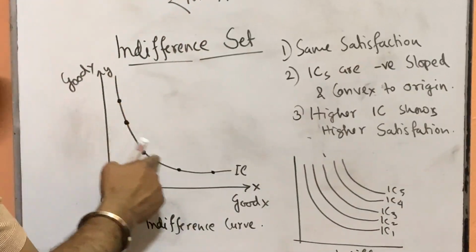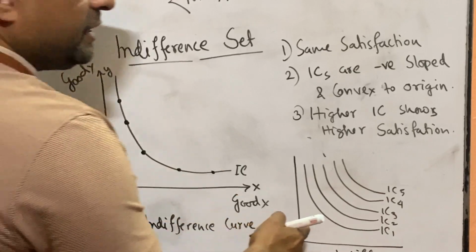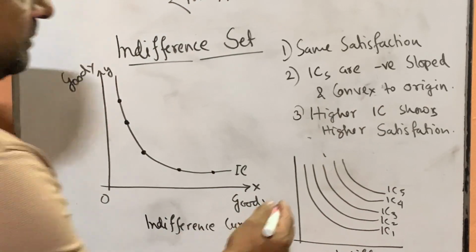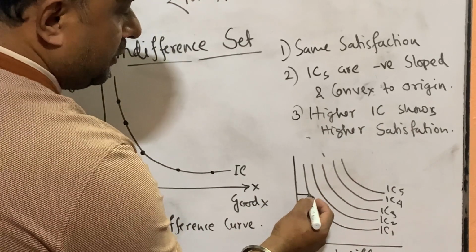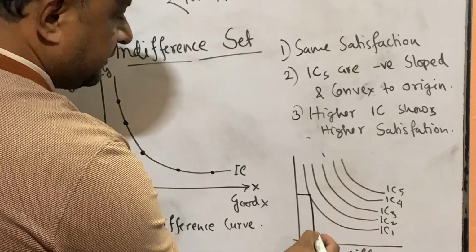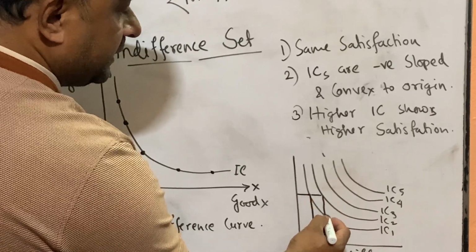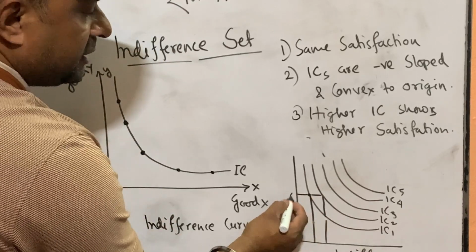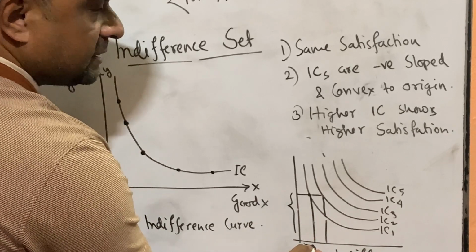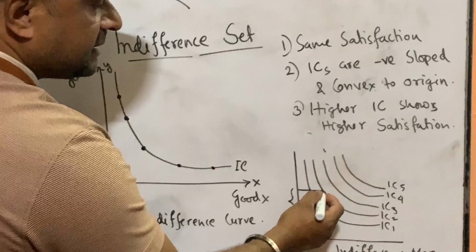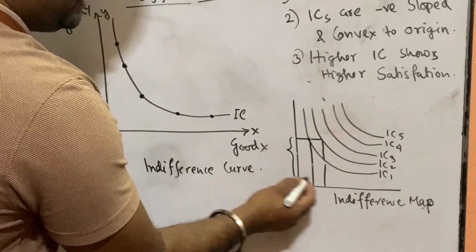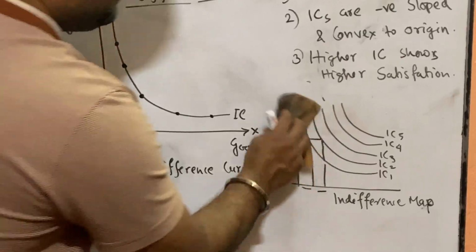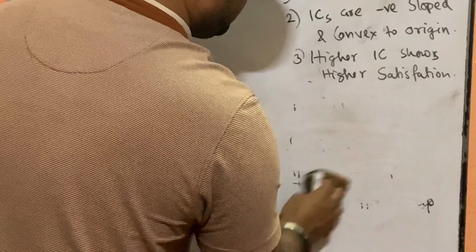In the same indifference curve we are getting the same satisfaction, but if the consumer shifts from one indifference curve to another, then he will get more satisfaction. For example, suppose earlier the consumer was at that point. Now he will get more satisfaction on the higher indifference curve, because on IC1 he is consuming this much of x and this much of y. But if we shift to the next indifference curve, without reducing the consumption of y, he can increase the consumption of x. So if the consumer moves to a higher indifference curve, he will get more satisfaction.